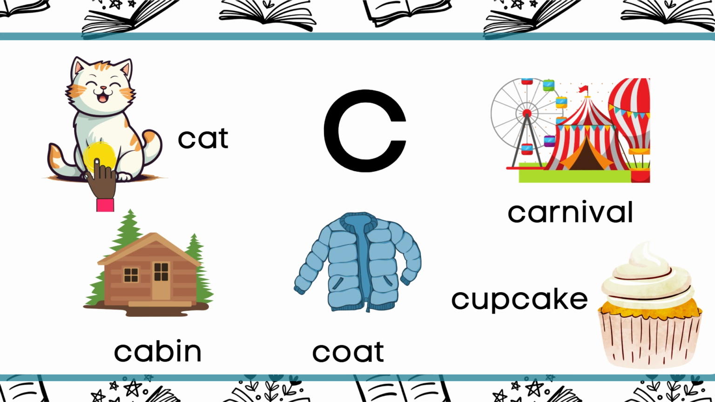Yes, a cat. Cat begins with that k sound. Can you say cat? Perfect. Hey, what's this a picture of? Yes, a cabin. Cabin begins with a k sound. Can you read the word cabin?